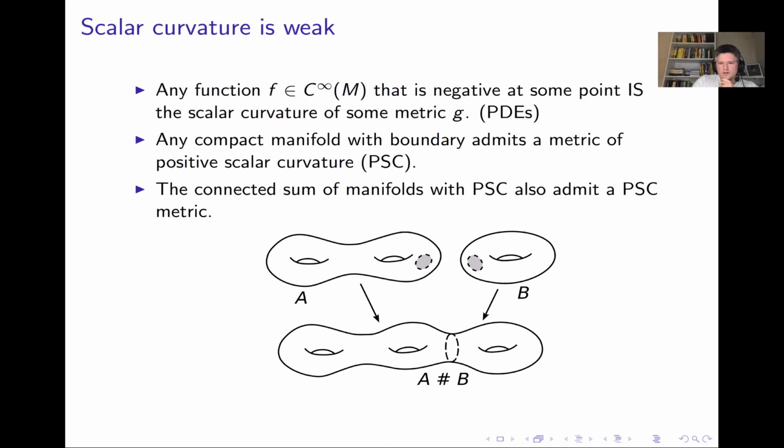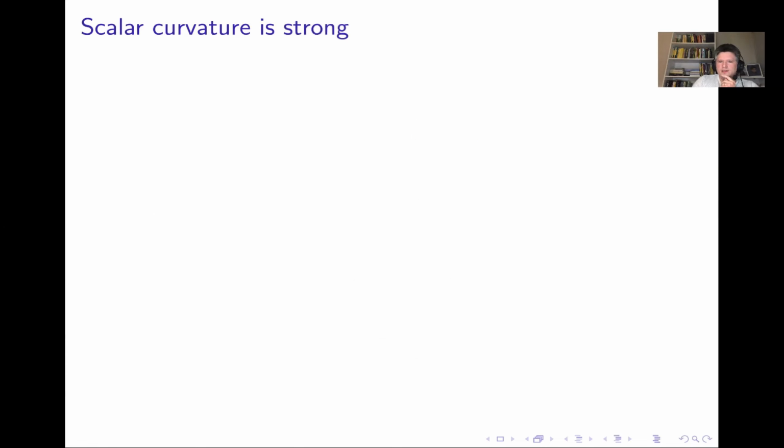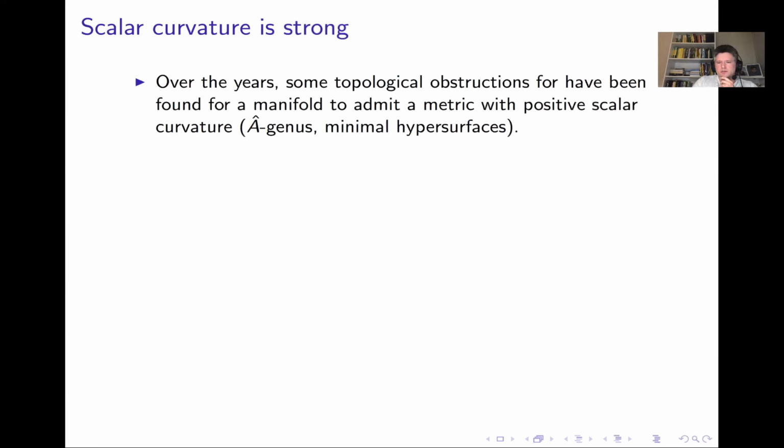Okay. So all right. I told you that scalar curvature is weak. Now let me actually tell you that scalar curvature is strong. In fact, over the years, there have been some topological obstructions found for a manifold to admit a metric of positive scalar curvature. There is the so-called A-hat genus, which is an obstruction that you have on spin manifolds. So it's special to that particular kind of manifold, but it's very, very useful there.